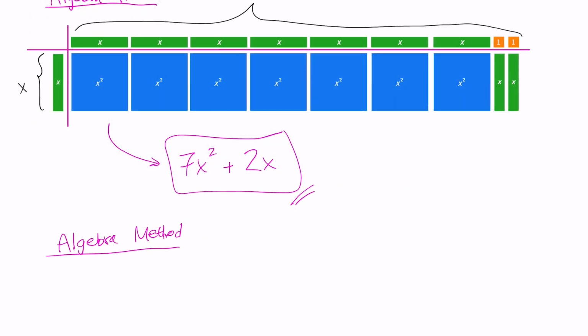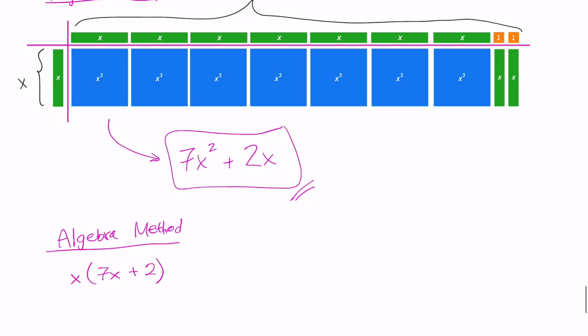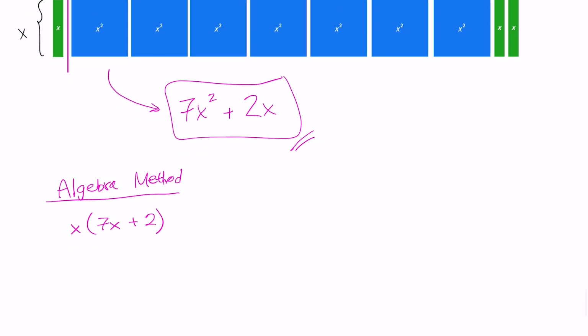Alrighty, so let's solve this problem using the algebra method. So the question I have here, again, is 5b: x times 7x plus 2, right? Okay, and if I'm using just pure algebra rules to do this, I'm going to distribute. So using the distribution property, I'm going to distribute the x.